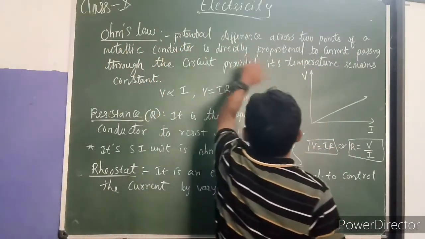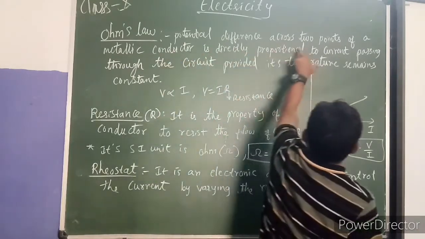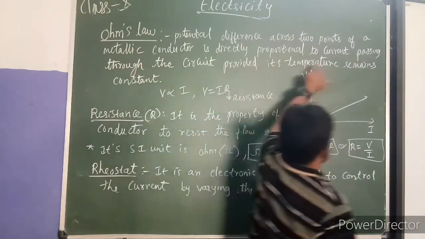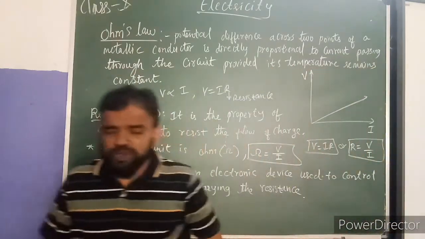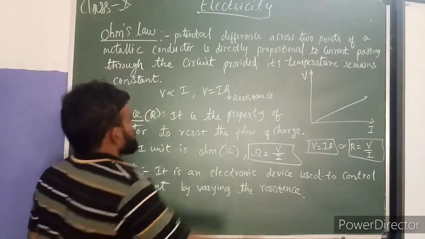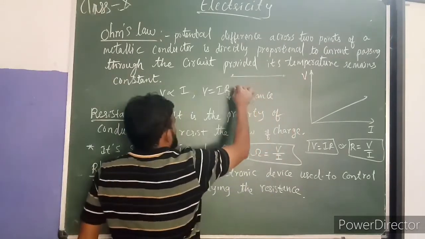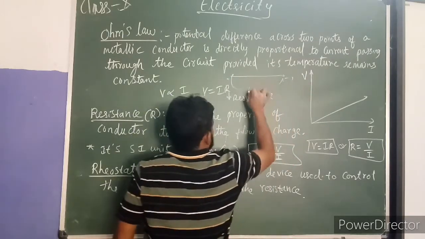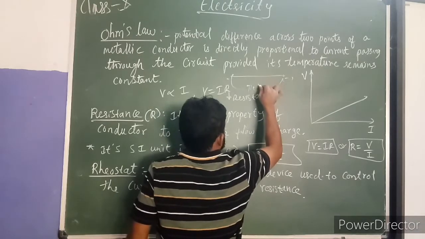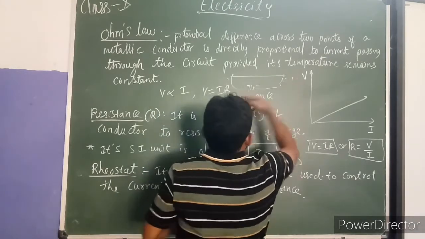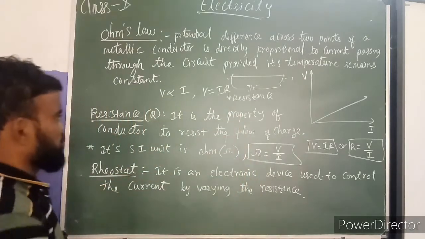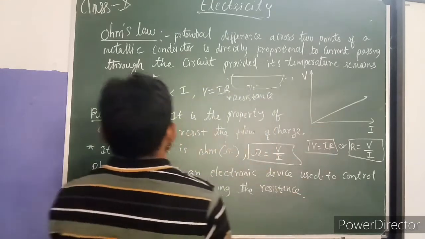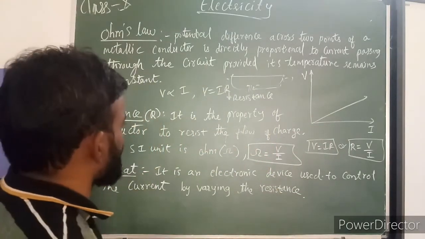metallic conductor is directly proportional to the current passing through the circuit, provided its temperature remains constant. The temperature should remain constant. Just assume a wire whose two ends are connected positive to negative. The wire is connected to the battery and to the voltmeter, and the temperature of the conductor remains constant.